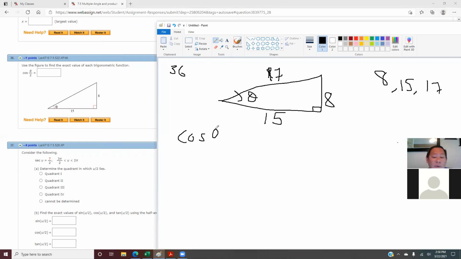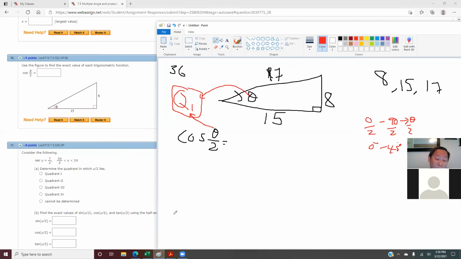So the question is asking us to figure out what is cosine theta over 2. So first, can you tell me what quadrant this triangle looks like? Like the first one? First one. So if theta is in the first one, theta over 2 is going to be the first one also. Because first is between 0 to 90 degrees, right? So if this is theta, if you divide this by 2, you still get 0 to 45 degrees. And this still belongs to the first quadrant. Okay. So if your theta is first quadrant, theta over 2 is also first quadrant.